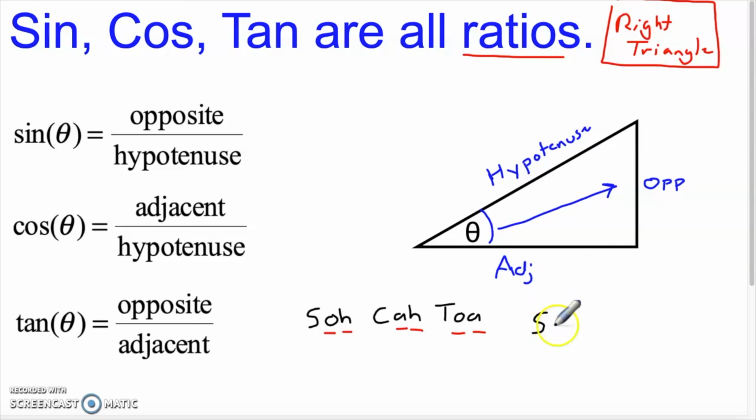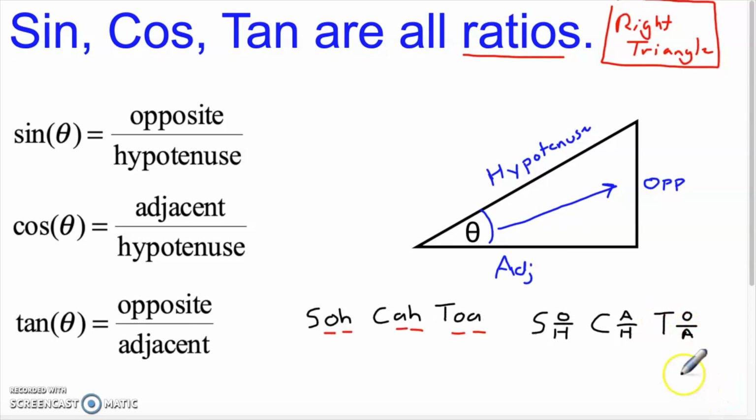Another way that you can write this that really pushes home that it's a fraction: sine is the opposite over hypotenuse, cosine is the adjacent over hypotenuse, and tangent is the opposite over adjacent. Now what's cool about these ratios is that they never change. So the sine of an angle is the same regardless of what right triangle that angle is in.